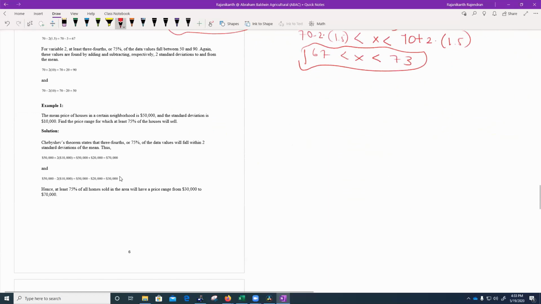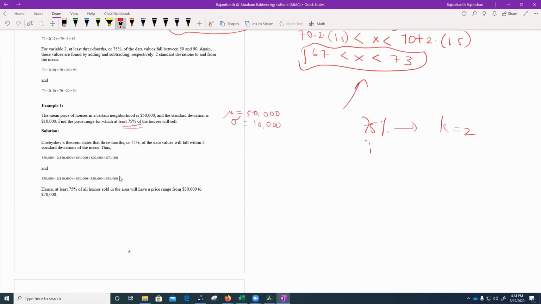The second one. The mean price of the houses in a certain neighborhood is given. So you know the mean is 50,000, and the standard deviation, little sigma, is 10,000. Find the price range. They're asking us to find the range like this. You need to find these two numbers now, which at least 75. So at least 75 means we know now k should be 2, right?